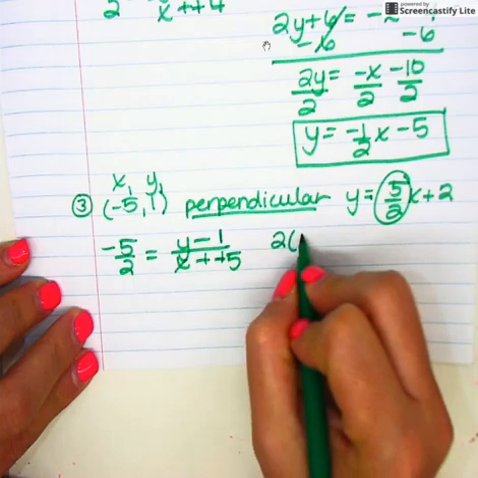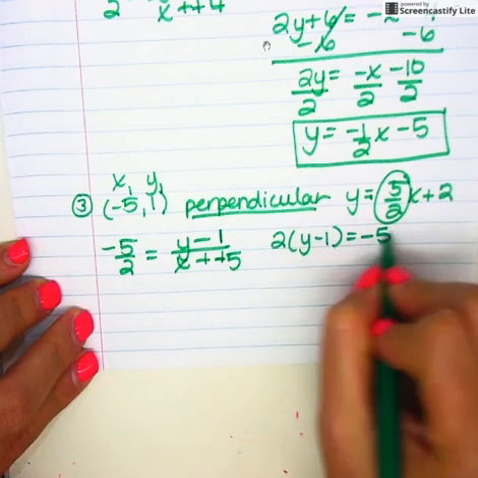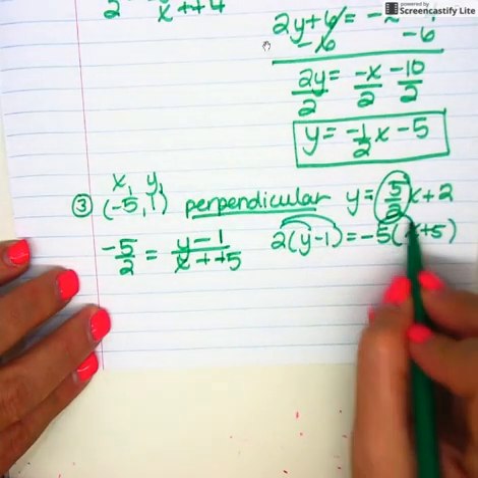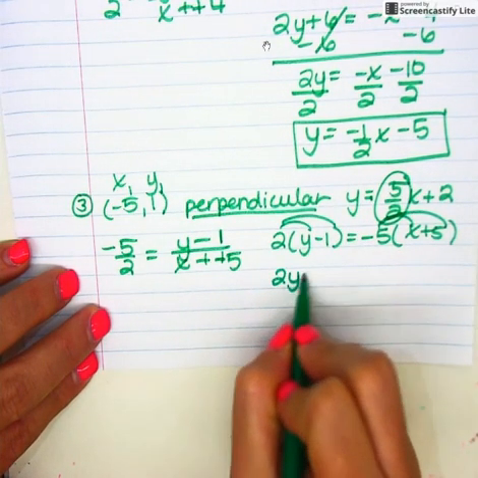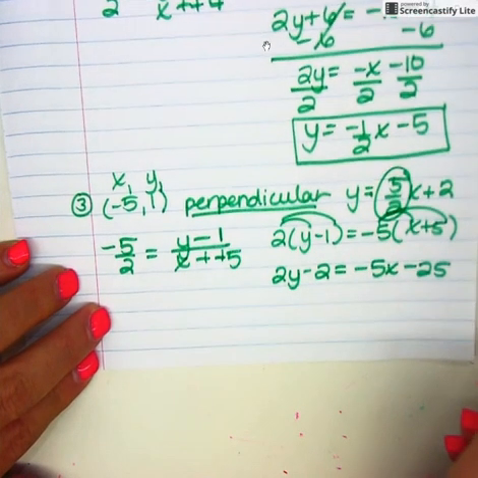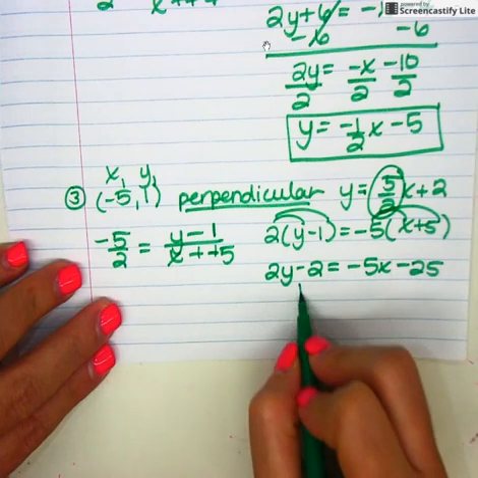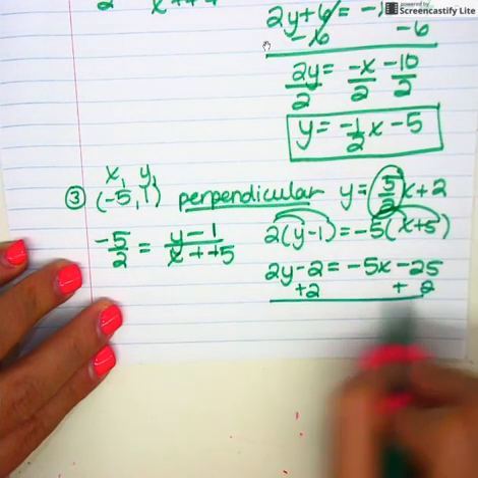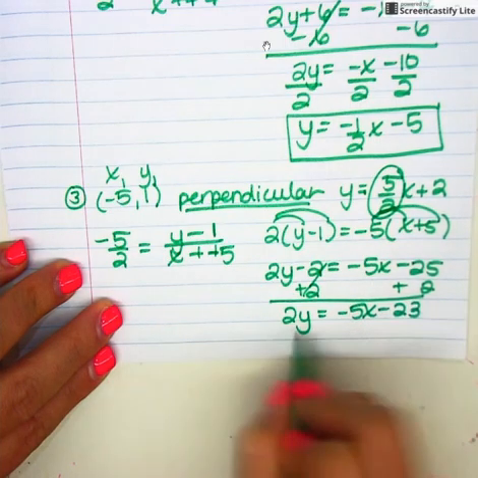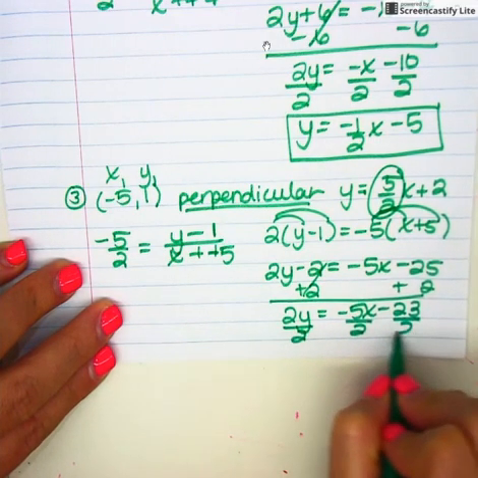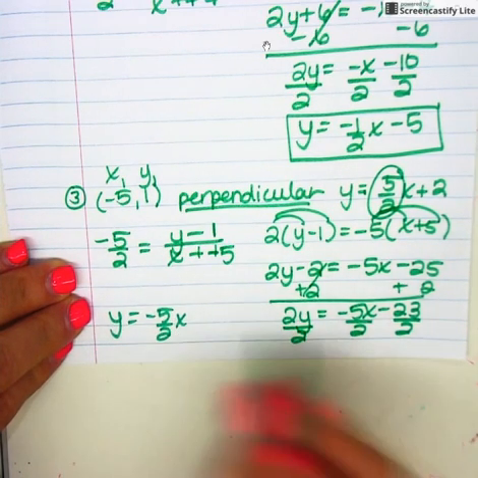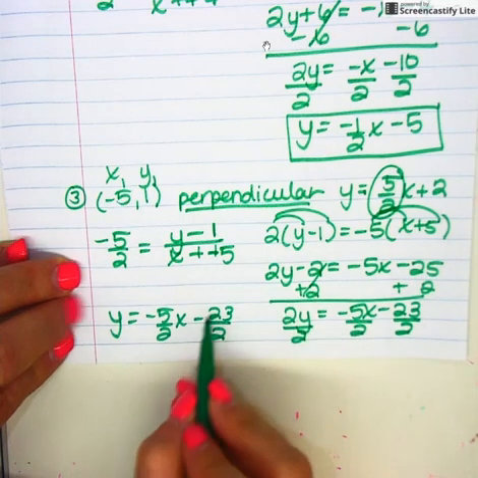So it's going to be 2 times y minus 1 equals -5 times x plus 5. 2y minus 2 equals -5x minus 25. And now let's get y by itself. Add 2. And then divide by 2. So our final answer should be y equals -5 over 2x minus 23 over 2.